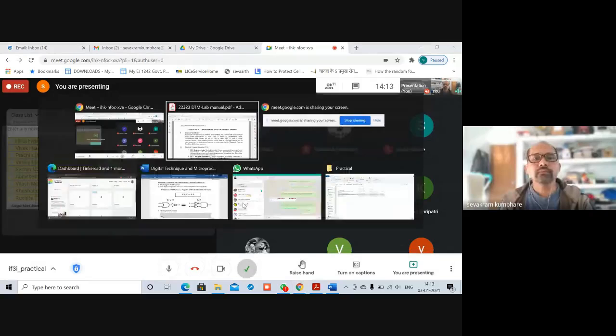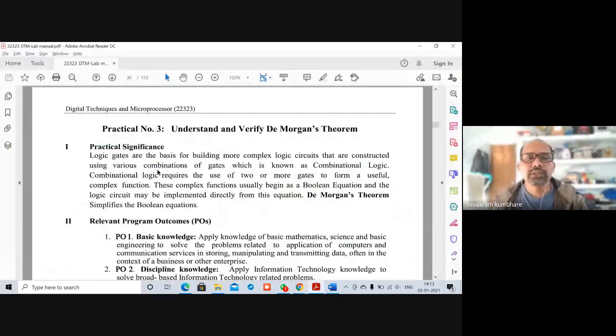Okay, so today's session is related to the practical of digital techniques and microprocessors. We have completed experiment number 1 and 2. Today we will start with experiment number 3, which is to understand and verify De Morgan's theorem.